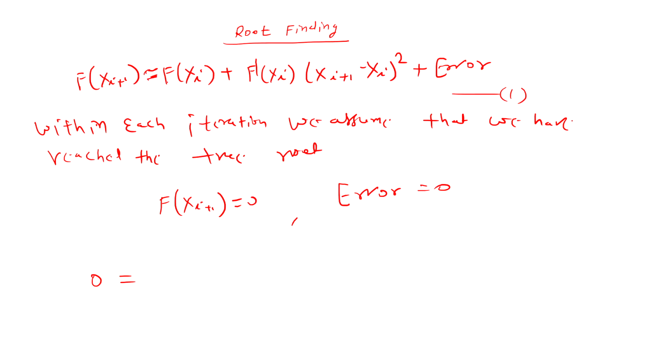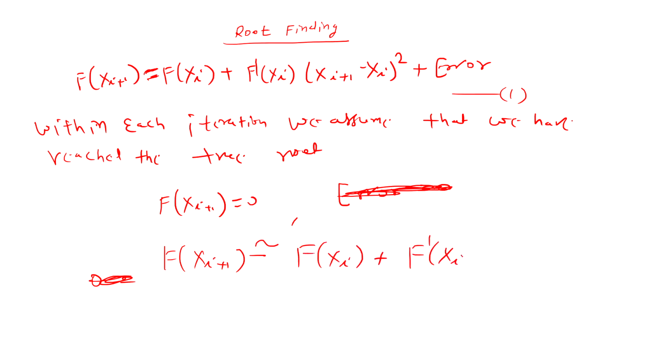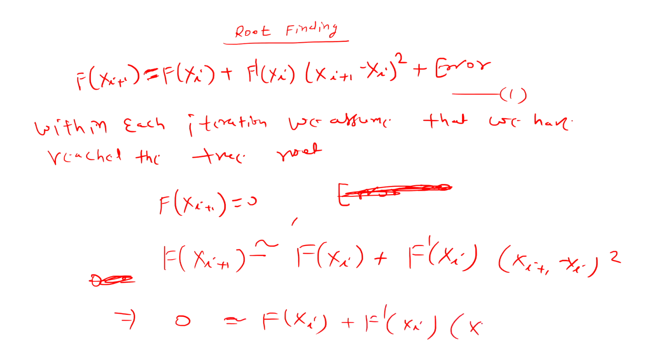So let us say if I do not take this as error, then this f of xi plus 1 is nothing but the approximated value of f of xi plus f prime xi times xi plus 1 minus xi to the power 2. Now since I am assuming within each iteration that this value is 0, which means 0 is almost equal to f of xi plus f prime xi times xi plus 1 minus xi to the power 2. Now remember, this is my equation number 2.